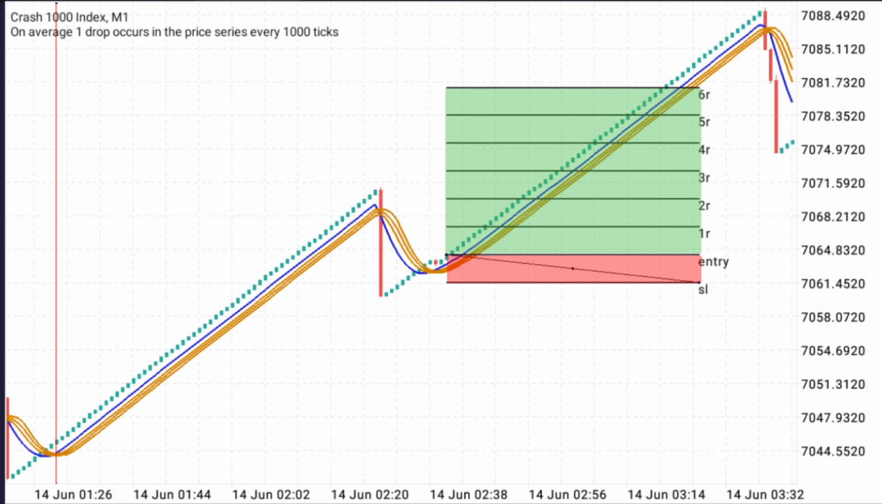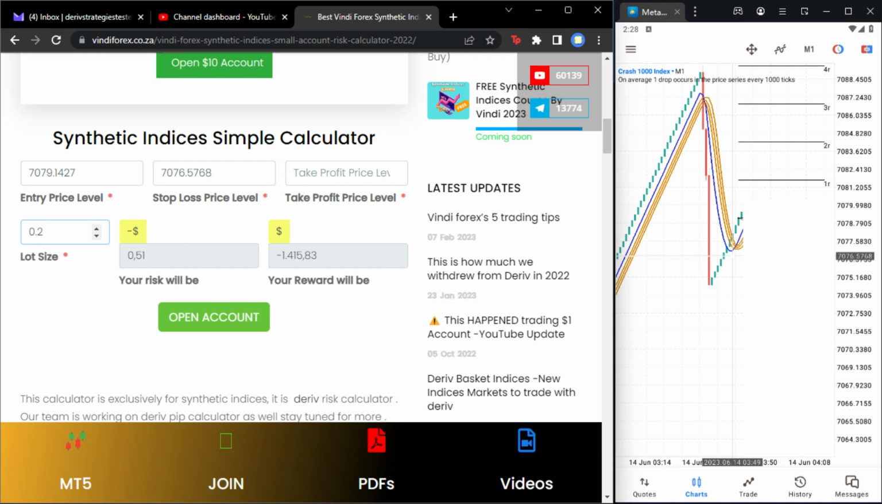Now, let's address a scenario where our trade hits the stop loss. To illustrate this, let's imagine we've just opened our MetaTrader platform and spotted a promising trade opportunity.